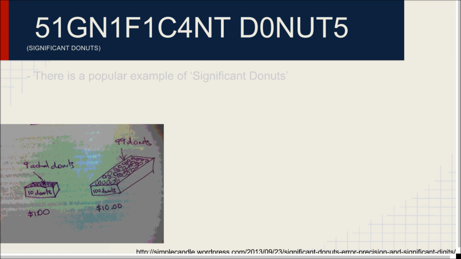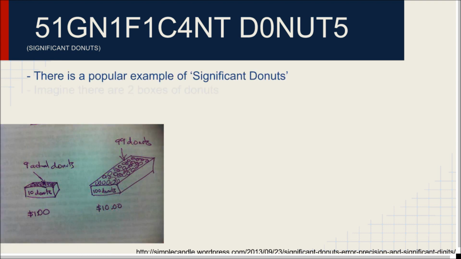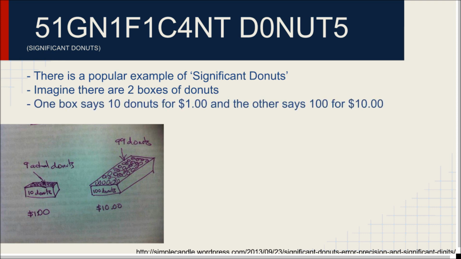I would like to start off with this example called significant donuts. Imagine there are two boxes of donuts. One box says 10 donuts for $1, and the other says 100 donuts for $10. But in each, one is missing. So there's only 9 in the 10 and 99 in the 100.